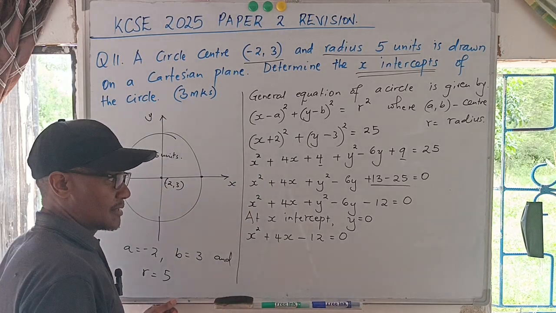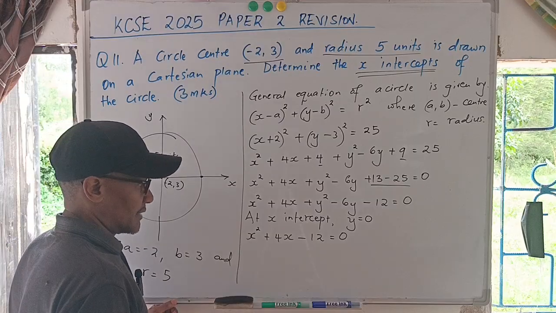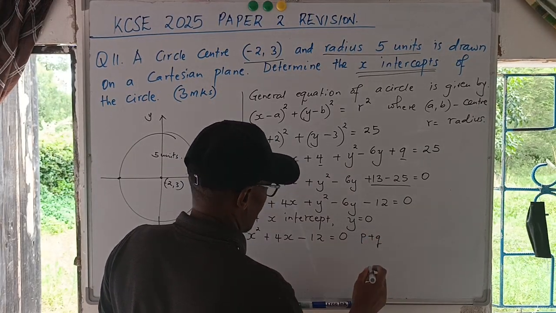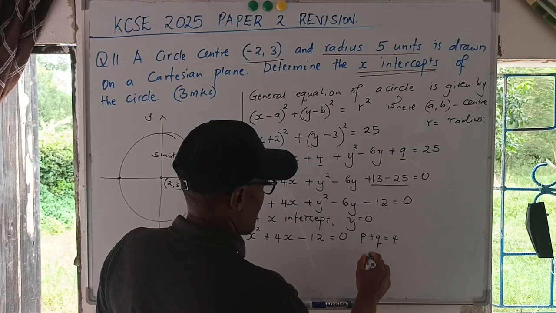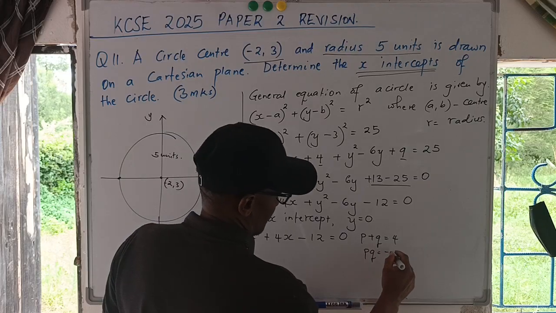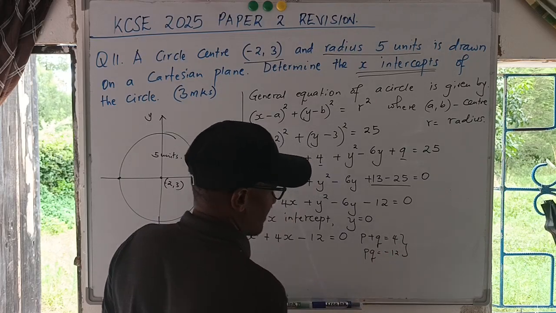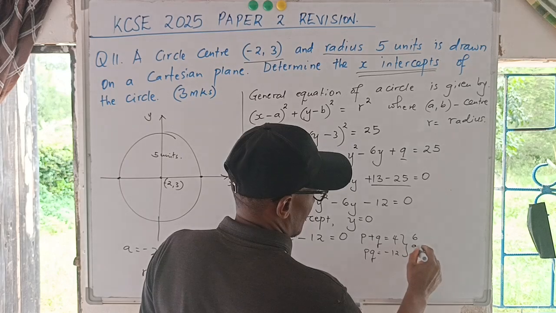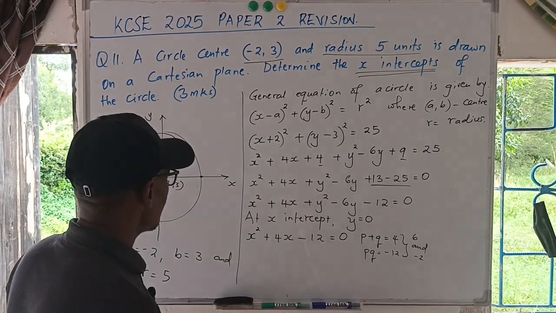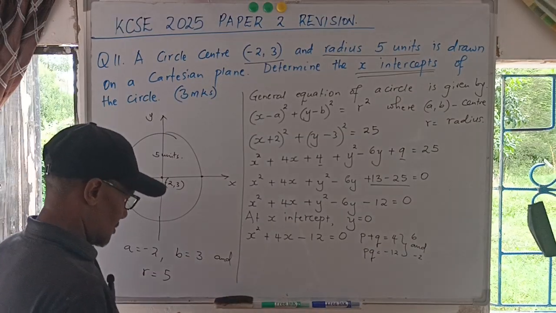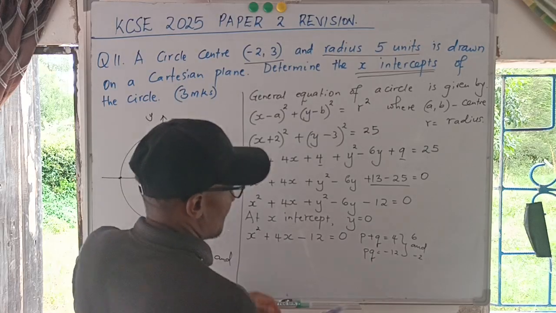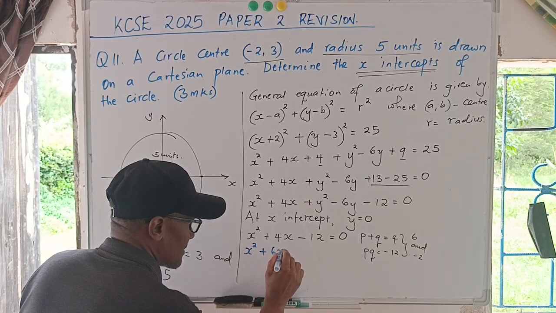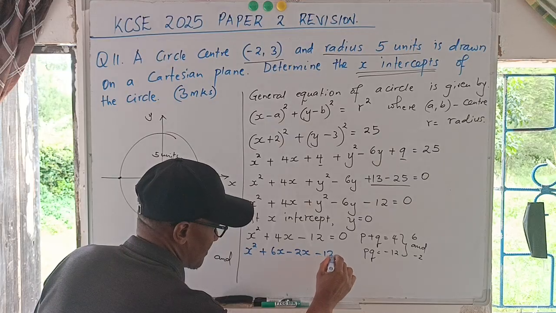Now this is a quadratic equation. We solve it using the factorization method. We look for two numbers, p and q, such that p plus q is equal to 4 and p times q is equal to minus 12. If you look at this, the two numbers are 6 and minus 2. We rewrite this equation using the two factors: x squared plus 6x minus 2x minus 12 equals 0.